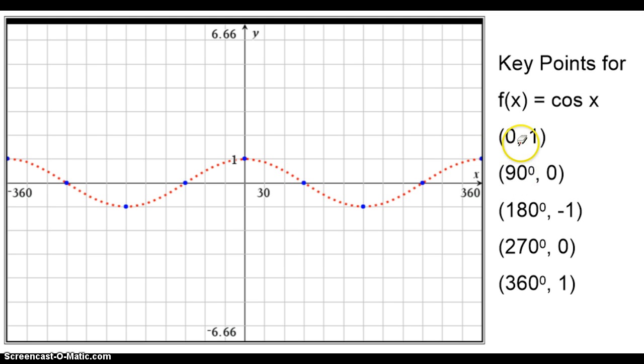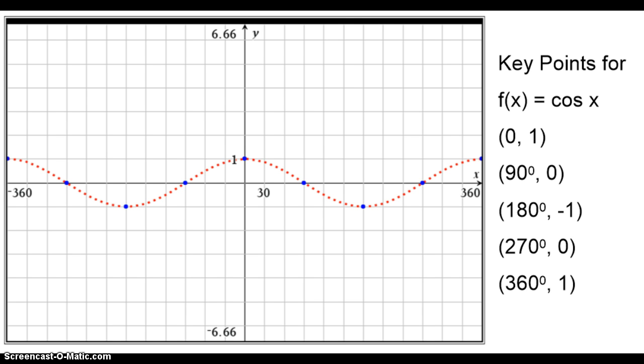We have maximums at 0 degrees and 360 degrees. We have a minimum at 180 degrees. And we have two zeros at 90 and 270. Now we will apply each transformation to those 5 key points.